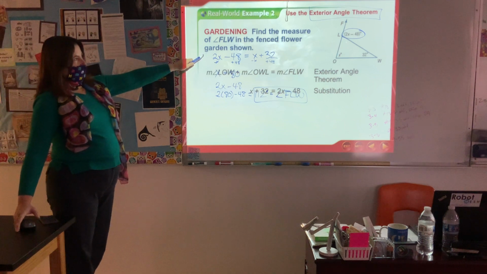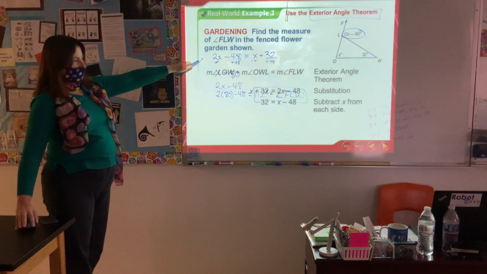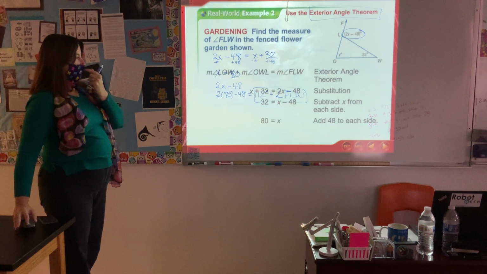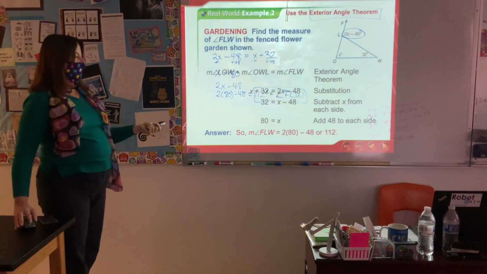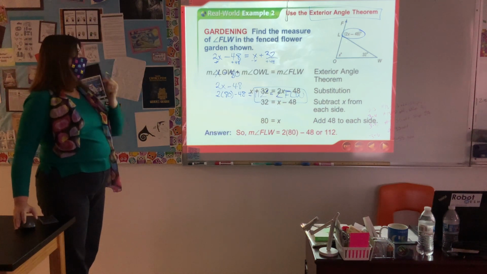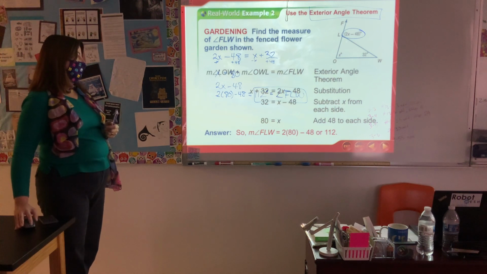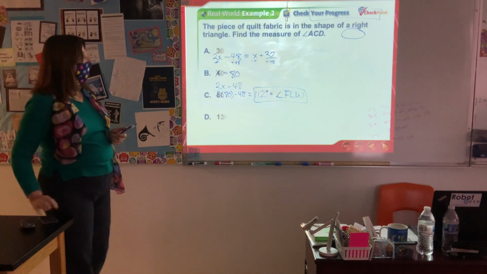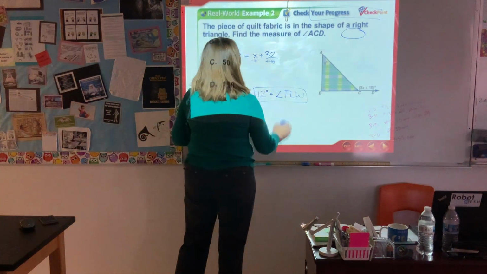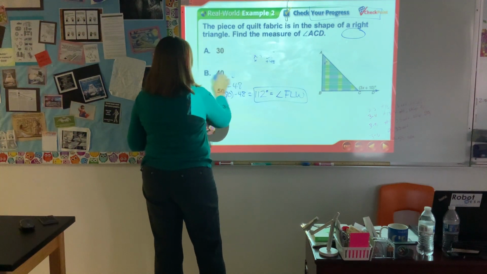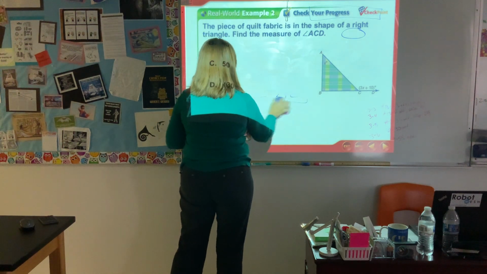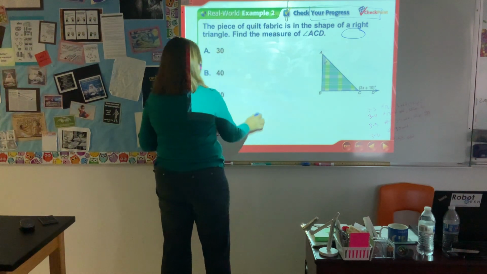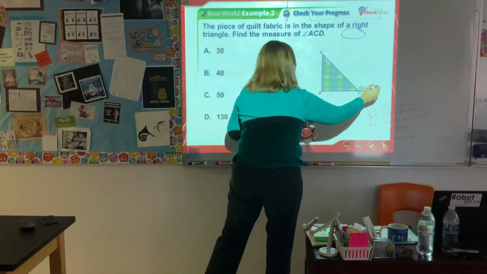They plug in the information, they solve, and they find that x is equal to 80, just like us. So we plug that 80 into our equation for FLW, and we're left with the measure equal to 112. Okay, so we're going to do the same type of thing now to determine the measure of ACD. ACD is this one right here.